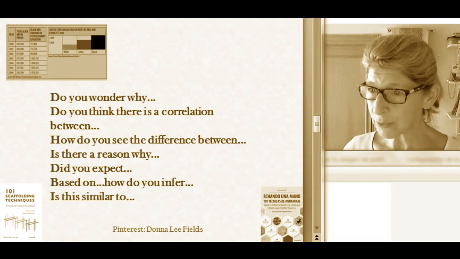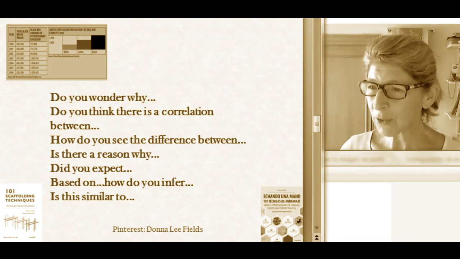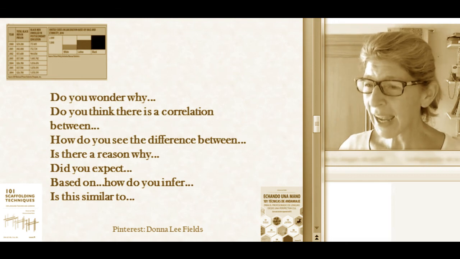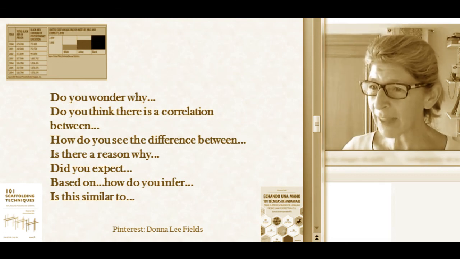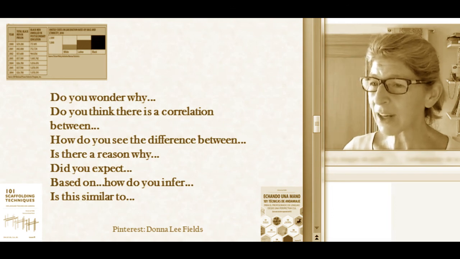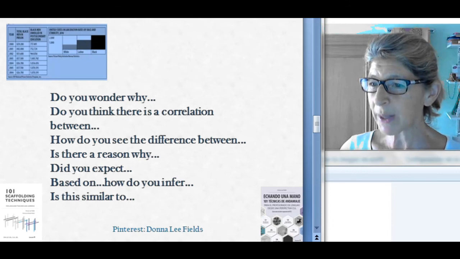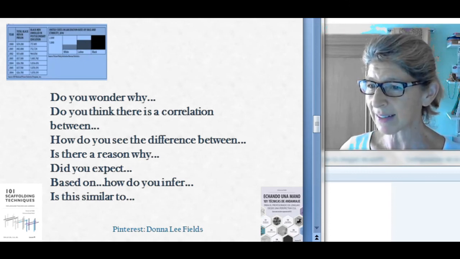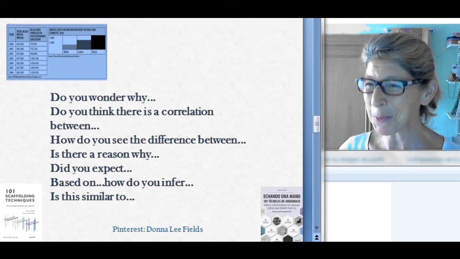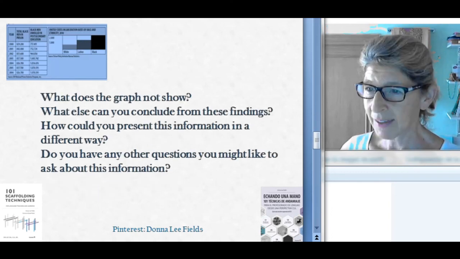Is this similar to? So again, in their pairs, they're going to finish these questions and then join with another pair, and they're going to work on the answer. These push them to look in the graphs in a whole different way. Now, some of your students might have already structured questions that use higher order level thinking skills, but most of them probably haven't. So this is pushing them a little bit, which is what we want to do.